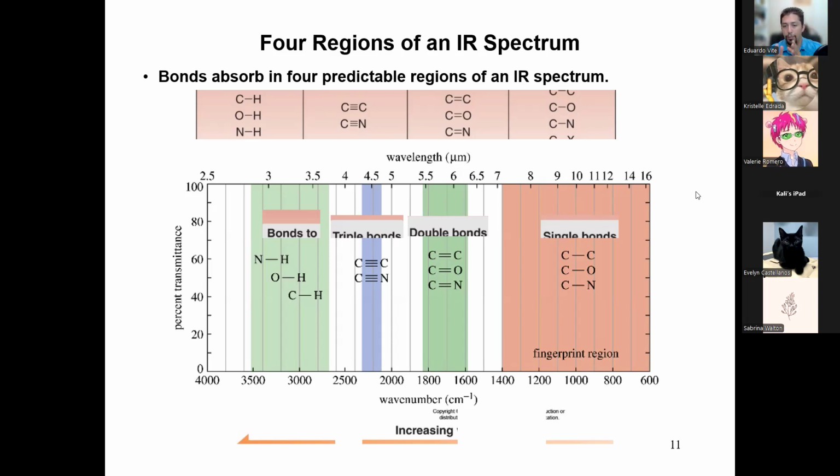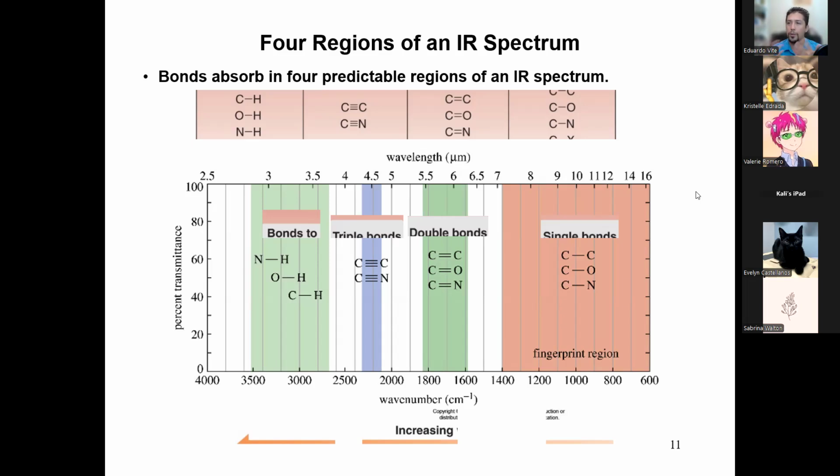And then you have your triple bonds between 2000 and 2500: carbon-carbon triple bond, carbon-nitrogen triple bond, carbon-oxygen triple bond. They do exist, very rare. Those would be located around that region. Your double bonds are between 1600 and 1800. So this is where you get your carbon-carbon, carbon-oxygens, carbon-nitrogens.